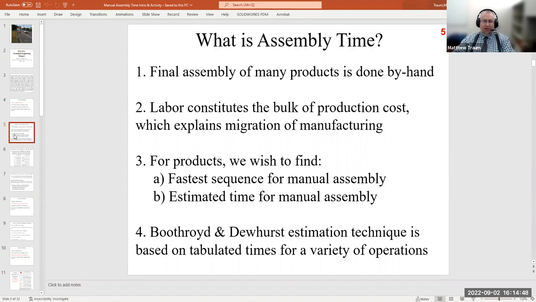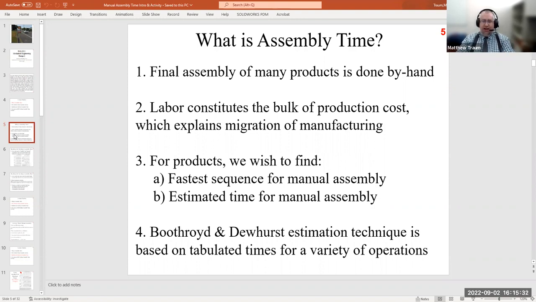To some extent, this explains the migration of manufacturing jobs from the U.S. to other countries abroad, because the cost of labor is less in a lot of those countries. So the goal of a design engineer, given that labor is time and time is money, is to figure out 2 things. One is the fastest sequence to follow to assemble a bunch of parts into a finished product. And once you have that, you want to be able to estimate for costing purposes the duration of that time, with the goal of having it be as short as possible, because that drives down cost.